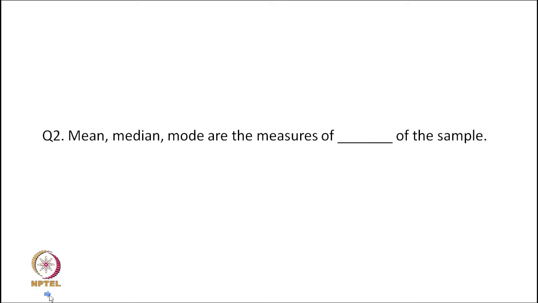Second question: mean, median, mode are the measures of dash of the sample. You can have many more options in your mind. You will find the answer. That is, they are the measures of central tendency of the sample.